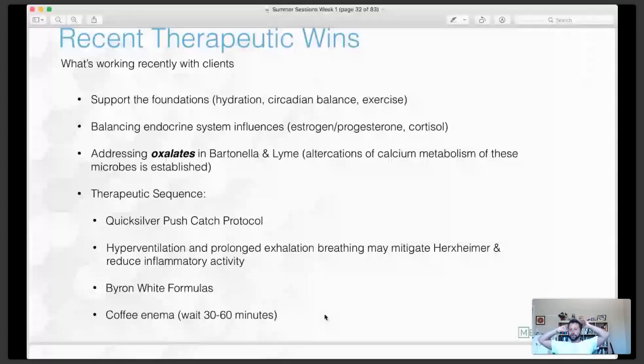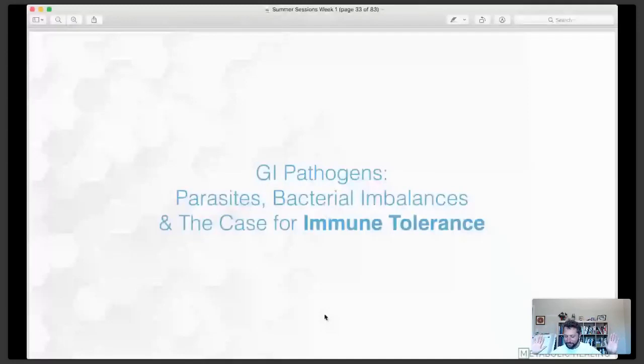Now, I want to get into the whole GI pathogen issue. And I realize I'm going to raise some eyebrows here. Here he goes again. But I'm not totally on board that stool pathogen testing is necessary or even useful. And there's some good stool tests now. We can run the GI map test. That's a PCR test. We can establish the presence of multiple parasites. But what about immune tolerance?